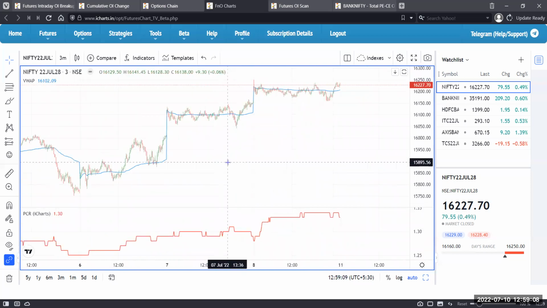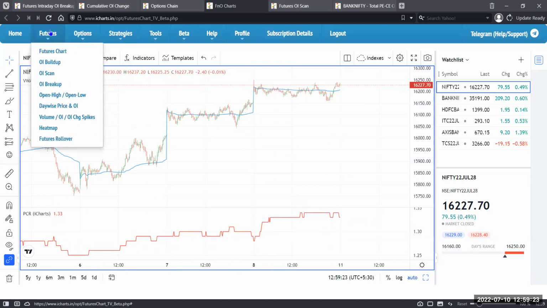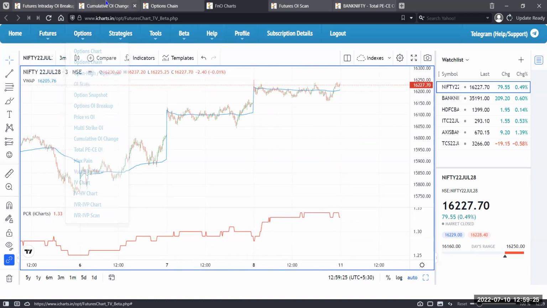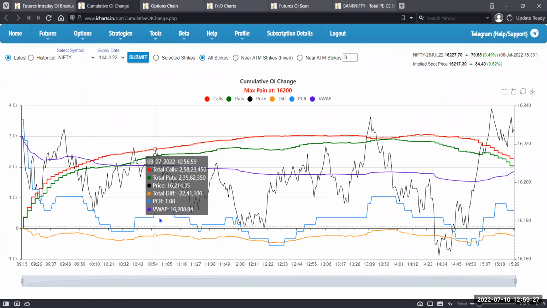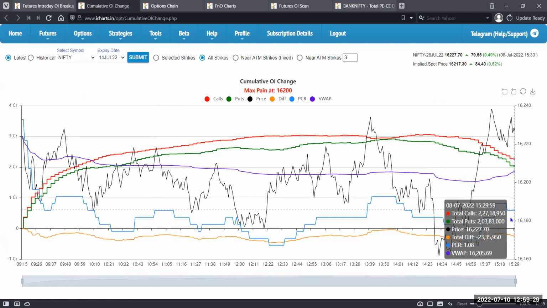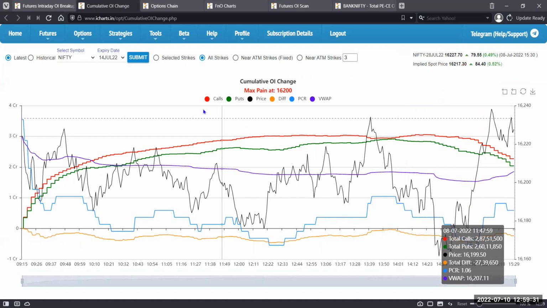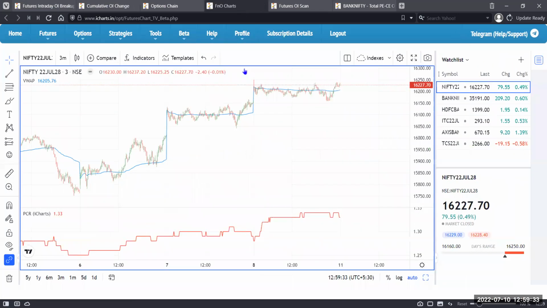Shrikantji, this future you had selected 22nd July, okay? So this PCR is for weekly expiry or monthly expiry? Oh, I'll have to confirm this. Most likely, it should be the monthly PCR itself. But let us check, 1 minute. This cumulative OI change will have overall. So for Nifty, it is ending at 1.08. This is weekly. And this is monthly.